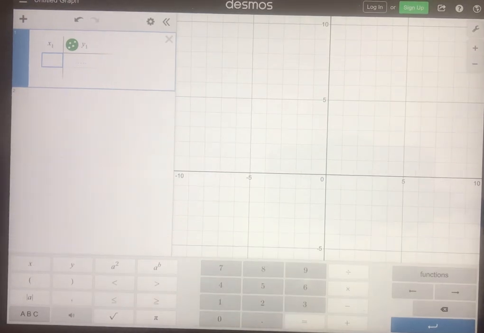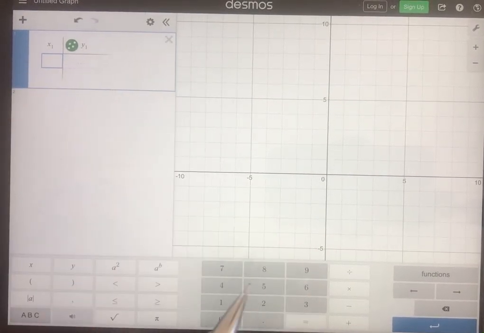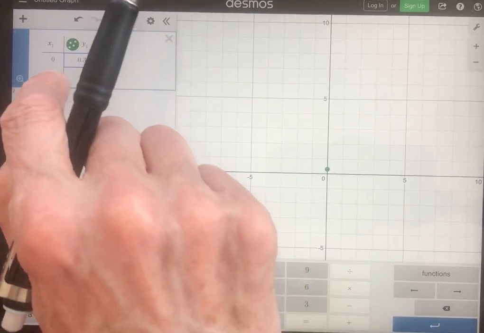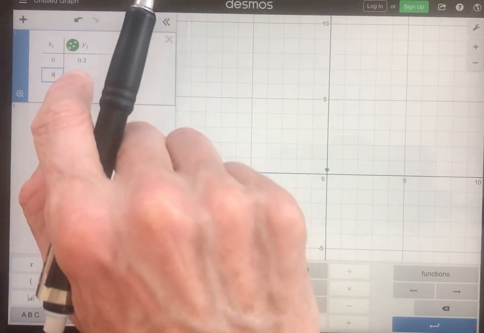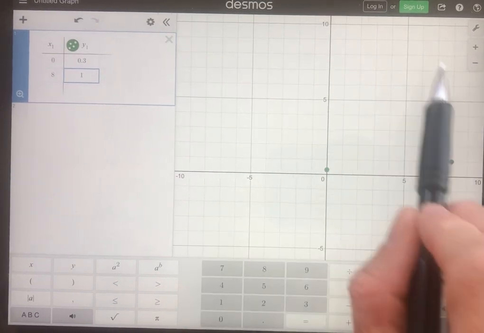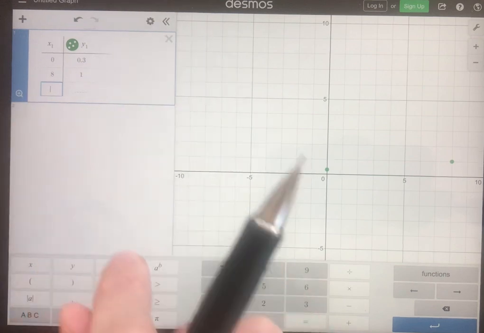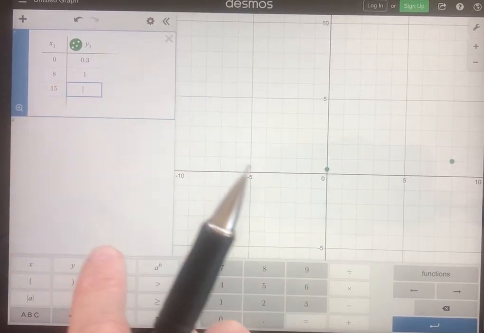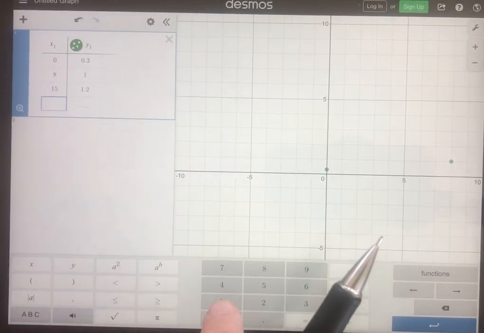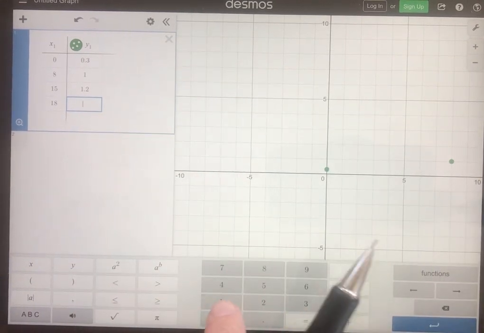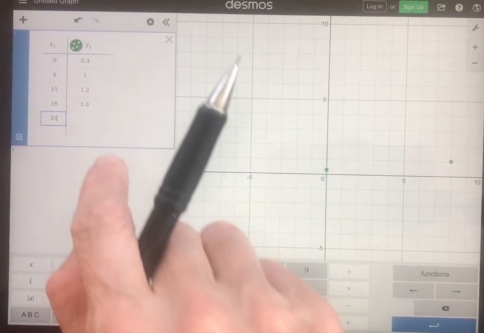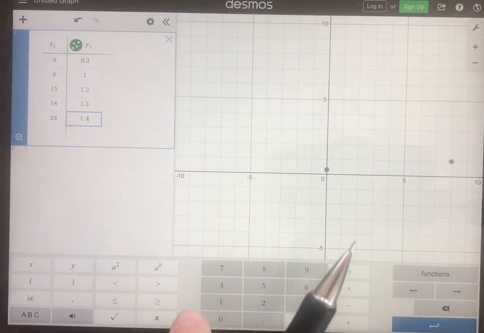Give me a second to move some things. Okay, our first point was 0, and the y was 0.3. So there we have it up here. Our second point was 8 and then 1. You can see Desmos has already started plotting on its -10 to 10 graph. Then we went to 15, and 15's y value was 1.2. Then we went to 18, and 18's y value was 1.3. And our last point was 24 with a y value of 1.4.